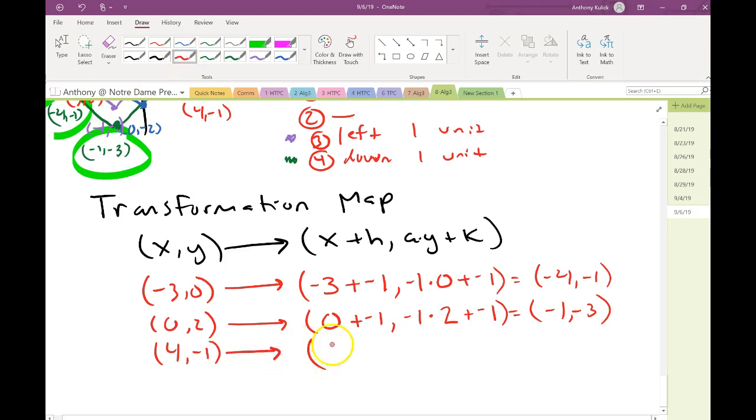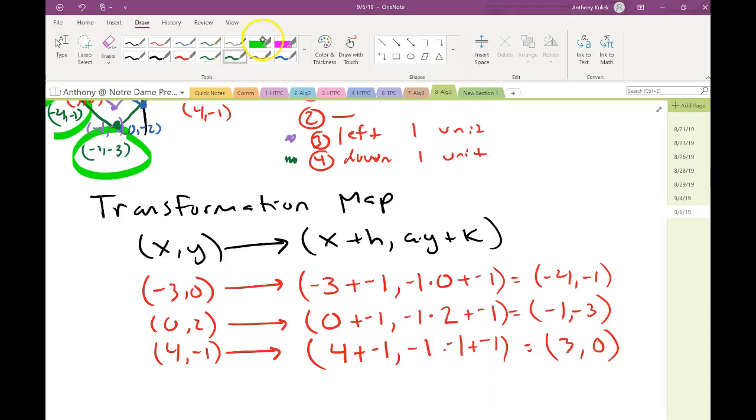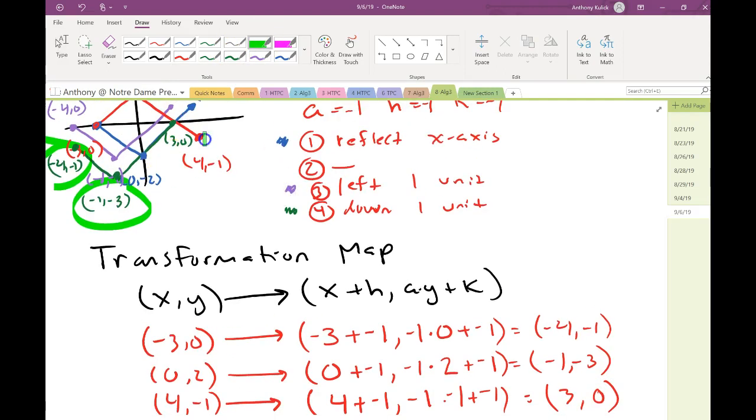So my last one, my x coordinate is 4, my h is negative 1, my a is negative 1, my y coordinate is negative 1, my k is negative 1. When I do that computation, I get 3 and 0. And again, what do I notice there? My rightmost point on my green graph is 3, 0.